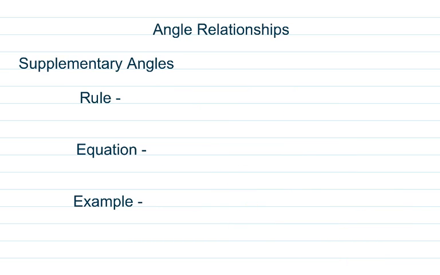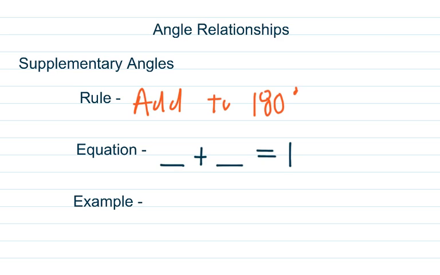Next, we are going to look at supplementary angles. Supplementary angles, our rule is they add to 180. Alright. And our equation is going to look very similar. We're going to take our first angle plus our second angle, but this time we are going to set it equal to 180.